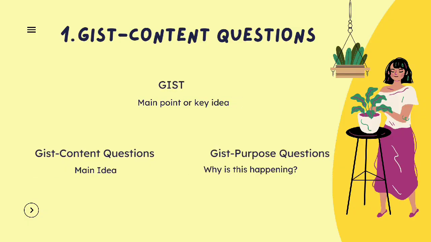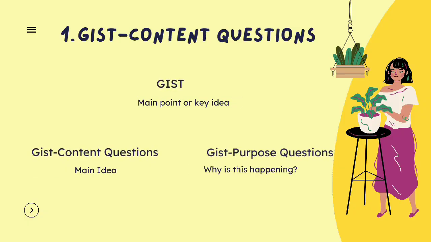First, gist content and gist purpose question. The gist of something is the main point or key idea. In the TOEFL iBT test, a gist content question asks you to identify the main topic or idea of the listening conversation or lecture. On the other hand, a gist purpose question asks you to identify what the main purpose of the conversation or lecture is.